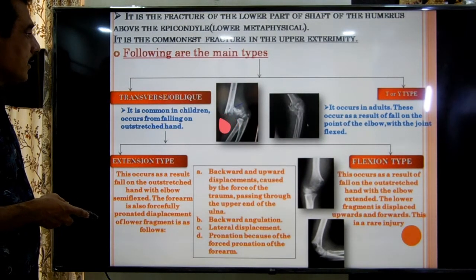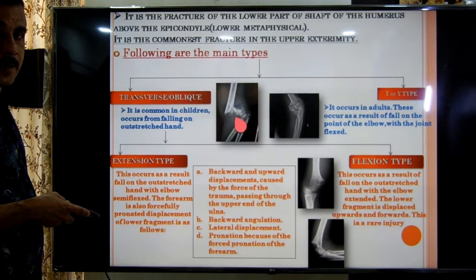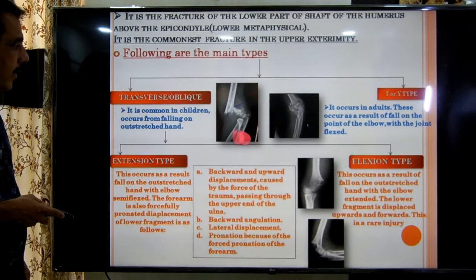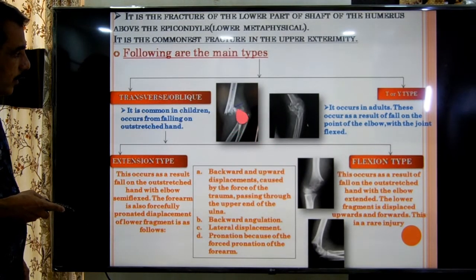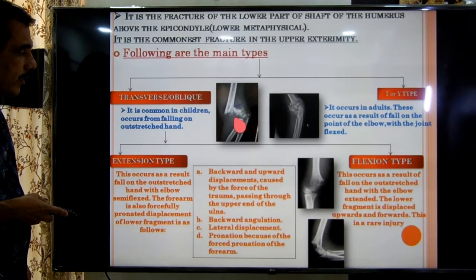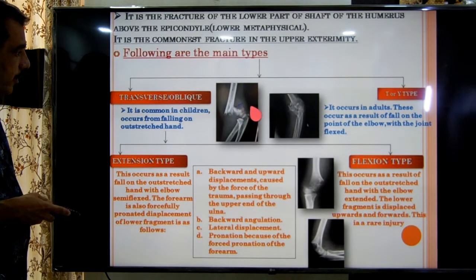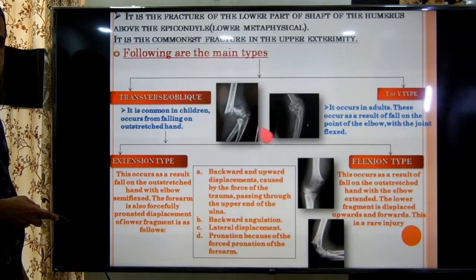So this is the transverse fracture, of the extension type. See here, the lower end of the humerus is transverse. It displaces backward, upward, and then laterally. See, this is a posterior angulation. So do you understand?